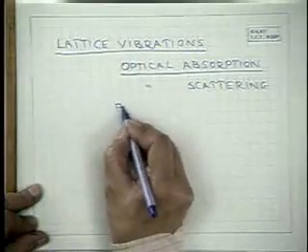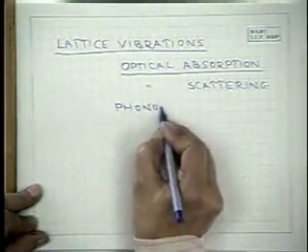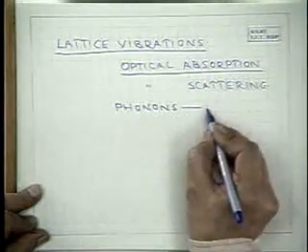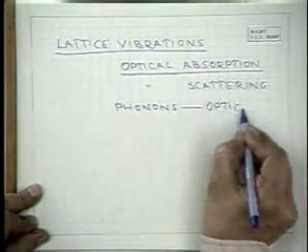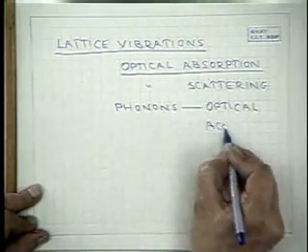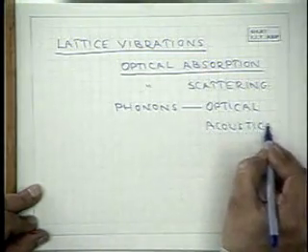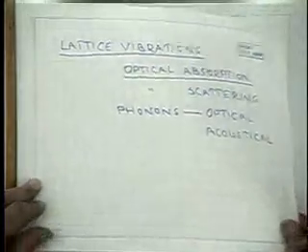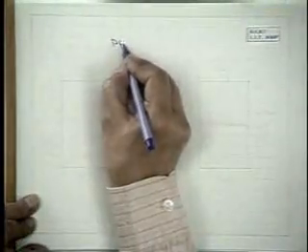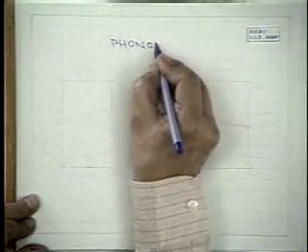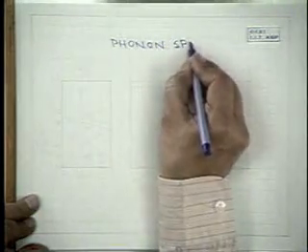to introduce the idea of quantized lattice vibrations, which are phonons, which are of two different types, optical or acoustical. Let us take a look at the typical optical and acoustical spectra in semiconductors. This is the phonon spectra.